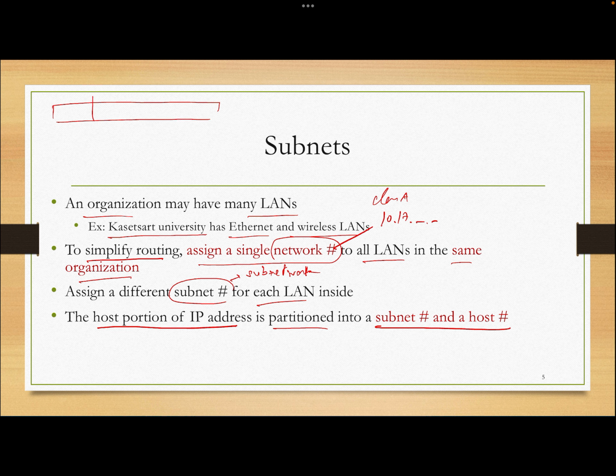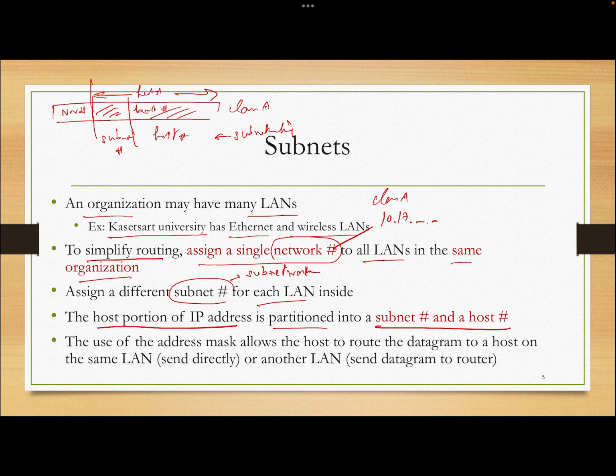So first one is the network number, and this is the host number for class A. And then for this part, we divide it into two parts: the subnet number and the host number. So this is the original host number of class A, but then we divide it into subnet and host number for the subnetworking.